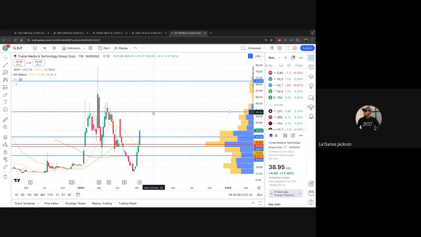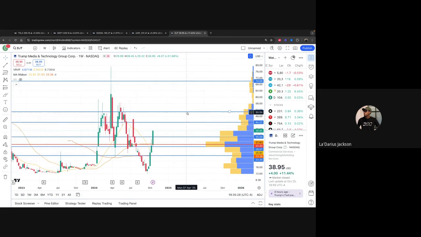Election is over. If Trump doesn't win, of course the stock is going to tank. That's an easy put to play on the company. If Trump wins, the stock is going to go up. But for those that are interested, the stock is at $38.95, and it looks like it has resistance here at about 44 and about 50.